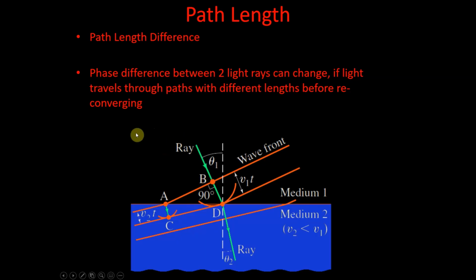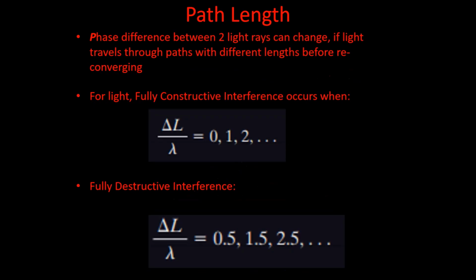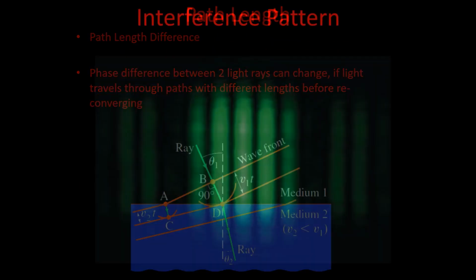So we can express this in terms of wavefronts. The phase difference between our two light rays can change if the light travels through paths with different lengths. The light then has to reconverge on the other side, and that will give us light that's slightly out of phase and give us our interference pattern.